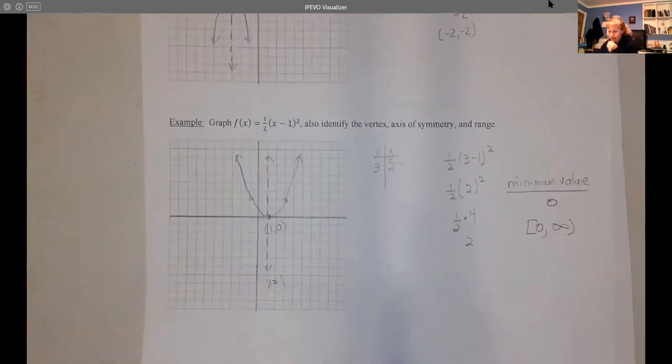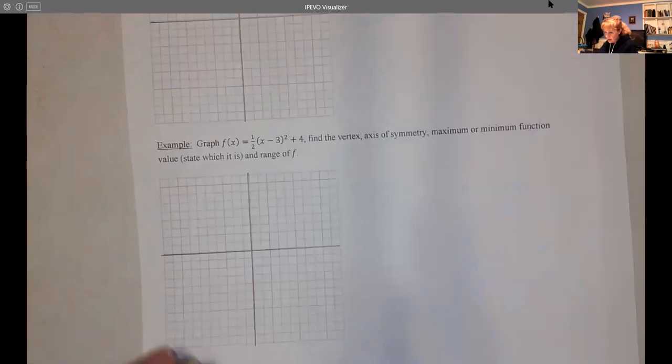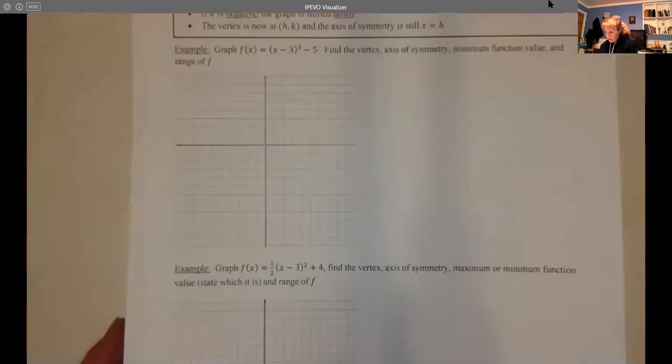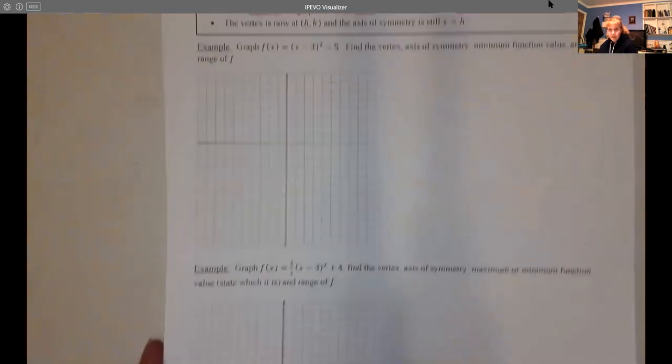Perfect. All right, let's do another one. I'm not sure we may get to all of these. We might just do one more and then look at your homework.